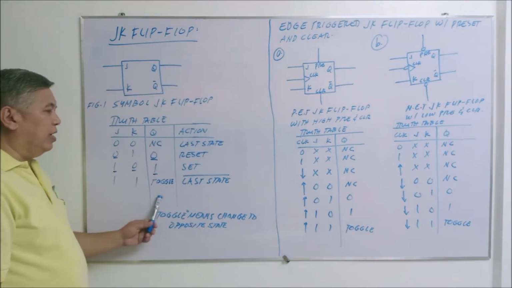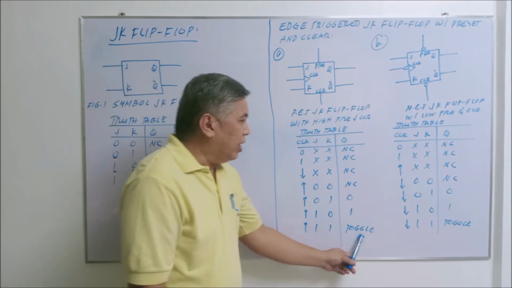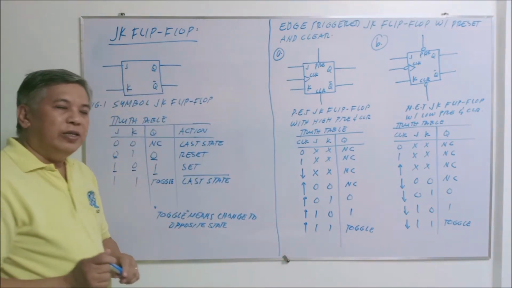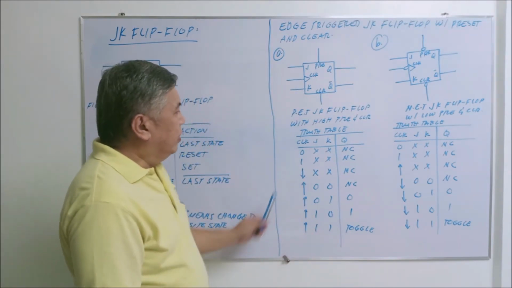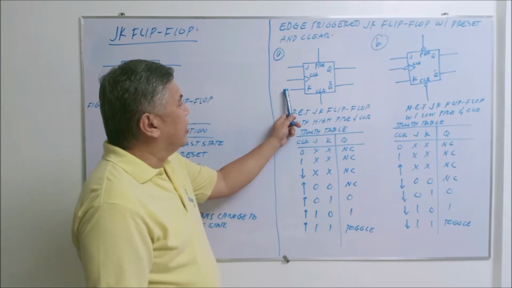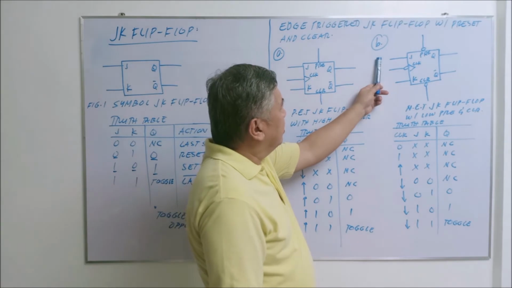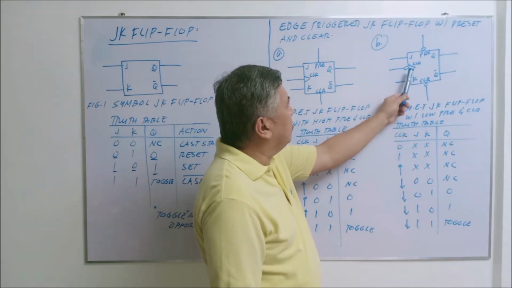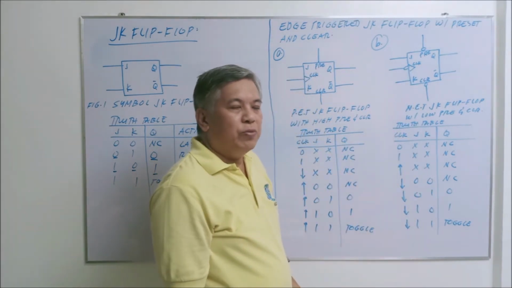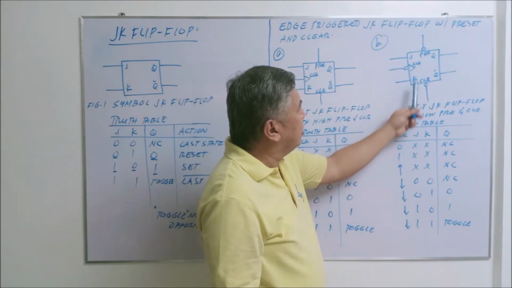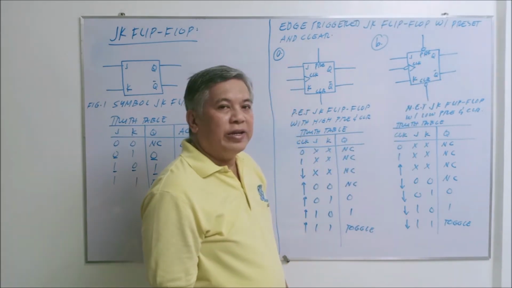Here, 1, 1, toggle. So here, we consider the positive triggering of the clock. Toggle means, whatever is the last state, it will have to be inverted or complemented. Okay? So that is the table for this particular flip-flop. Now, this symbol here is actually the symbol of a negative edge triggered flip-flop. Negative in the sense that there is already a bubble on the input part. So, negative edge triggered JK flip-flop with low preset and clear.